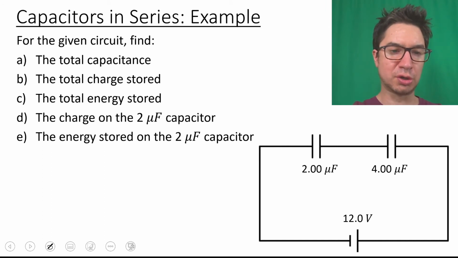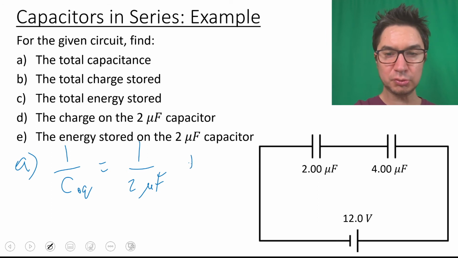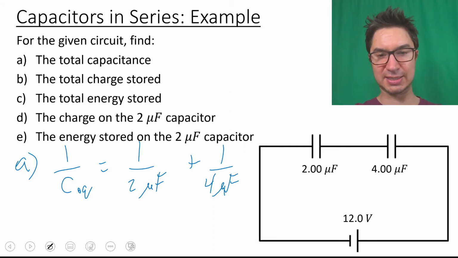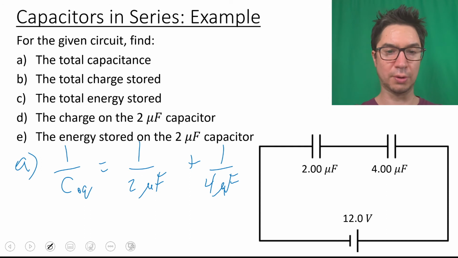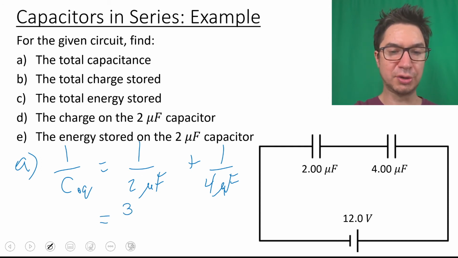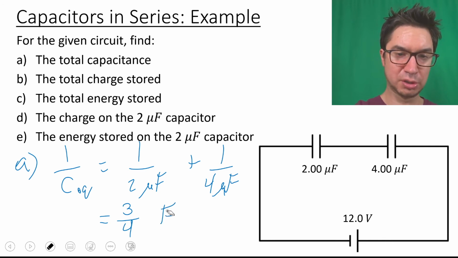Let's start with the total capacitance of the entire circuit, part A. We're going to say 1 over equivalent capacitance is equal to 1 over 2 microfarads plus 1 over 4 microfarads. These numbers were chosen very nicely, such that they have a nice common denominator of 4. So 1/2 is 2/4, plus 1/4 is 3/4. So this is 3/4, or rather 3/4 over microfarads.